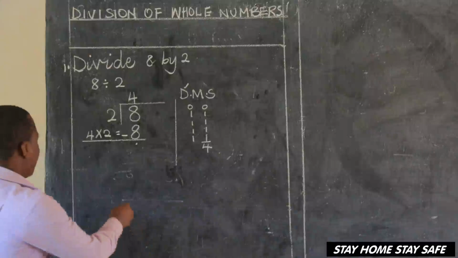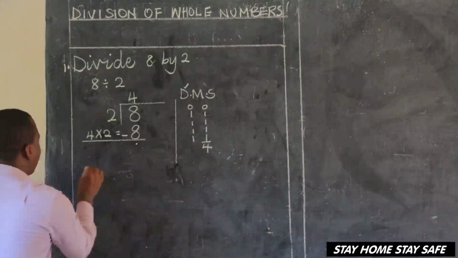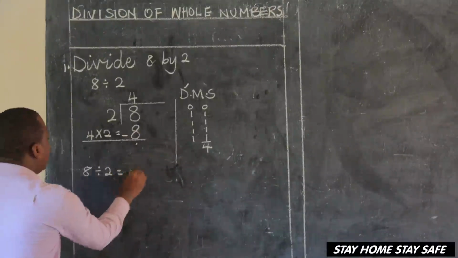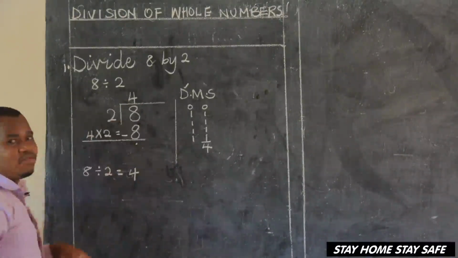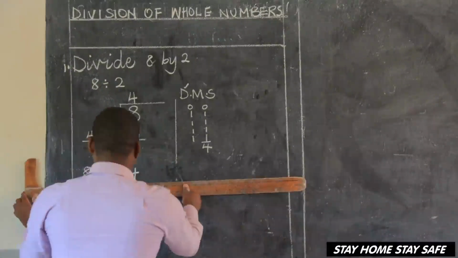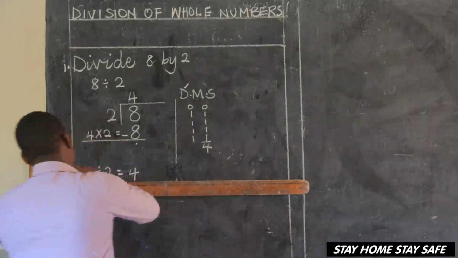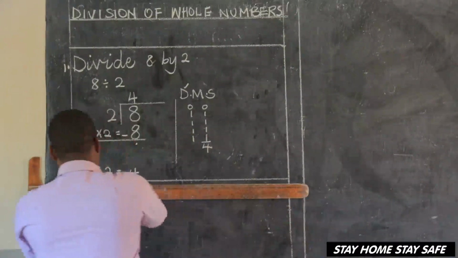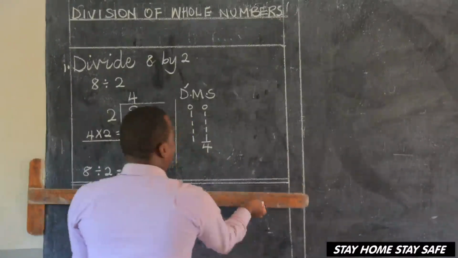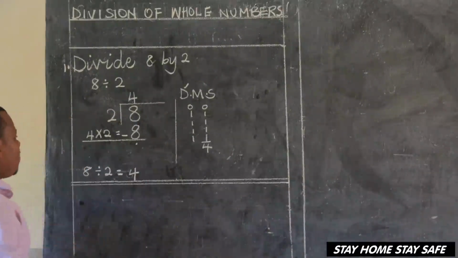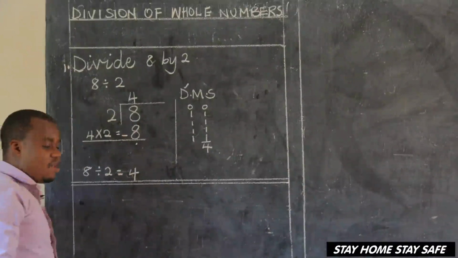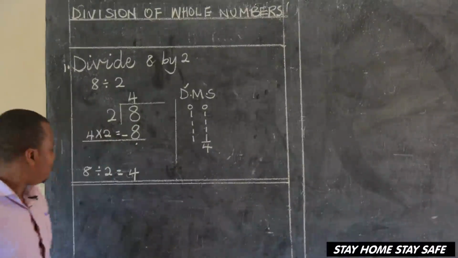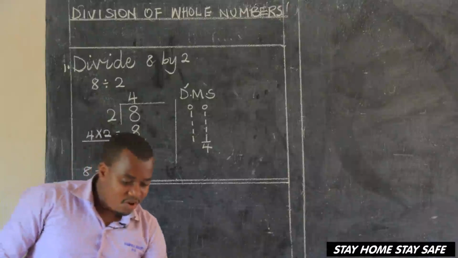So you will come and finally write a conclusion as 8 divided by 2 equals 4, your quotient that you have got. Then after that, I will come and smartly double underline to show that you have finished. If you leave it when you have not underlined, that is a different story. So my children, we are going to move on.